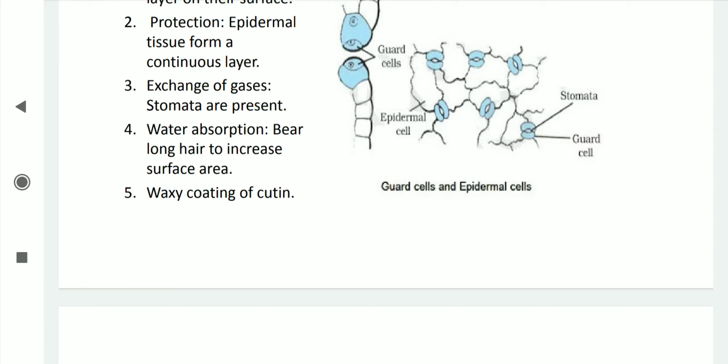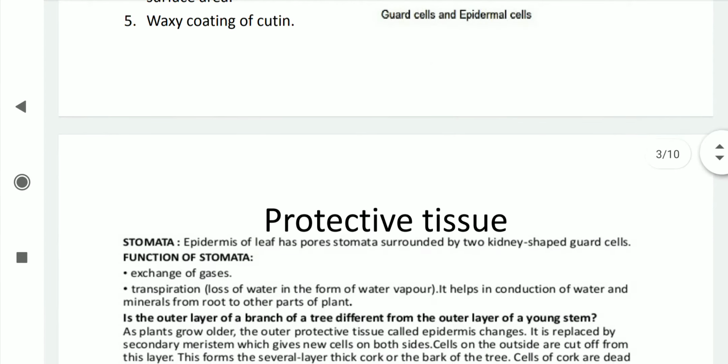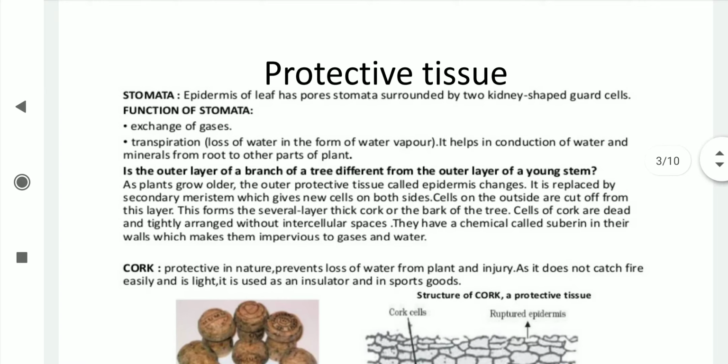Now children, we are coming to the protective tissue. Okay, protective tissue. One is, I told you about epidermis. Epidermis is also protective tissue. Another one is cork.